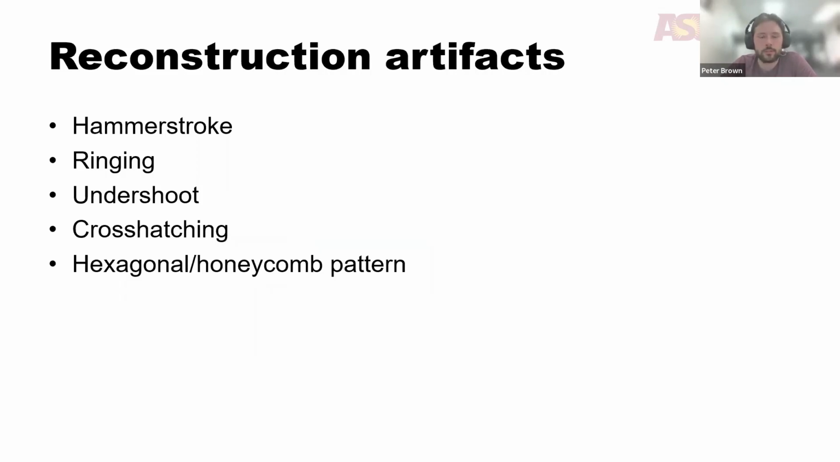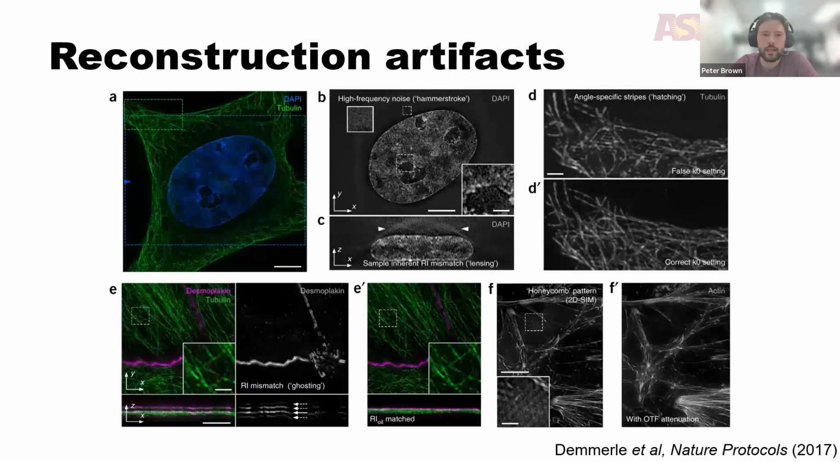Now, briefly, I'll discuss some of the reconstruction artifacts that are commonly seen in this sort of SIM reconstruction approach. We've already discussed hammer stroke, which could become prominent if your Wiener filter parameter is too small. Another set of common reconstruction artifacts include ringing, undershoot, cross-hatching, and honeycomb pattern. Each one of these artifacts is characteristic of certain defects in the choice of SIM parameters. So it's important to learn what each of these artifacts indicate.